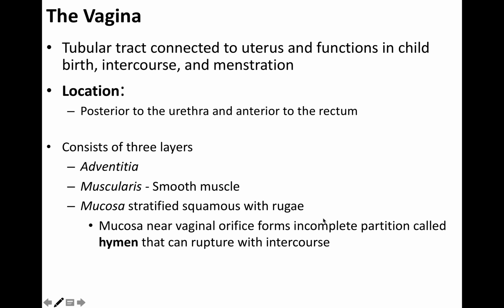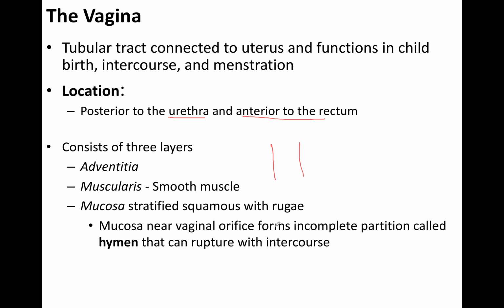The vagina is going to be attached to the uterus. It's just going to be a tube that allows for childbirth, for intercourse, and a way for menstrual flow to exit. Remember, you want to remember this, it's going to be posterior to the urethra but anterior to the rectum. So in terms of its histology, it's going to be a tube.